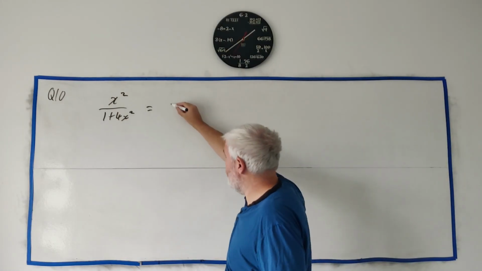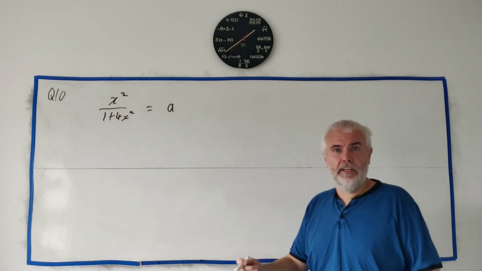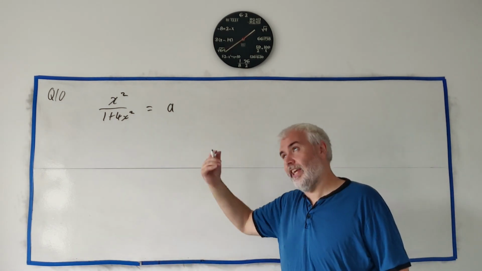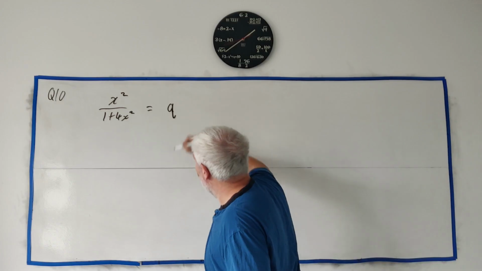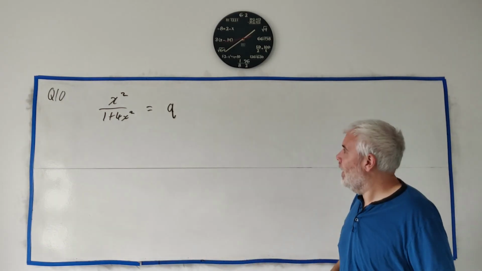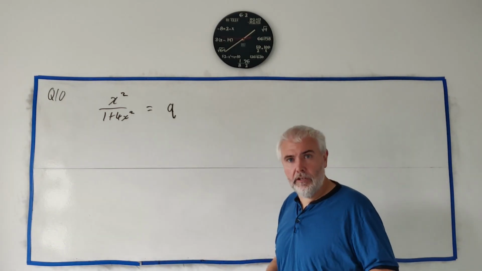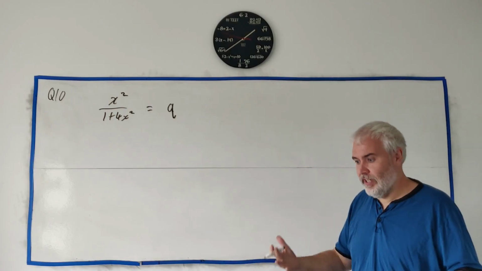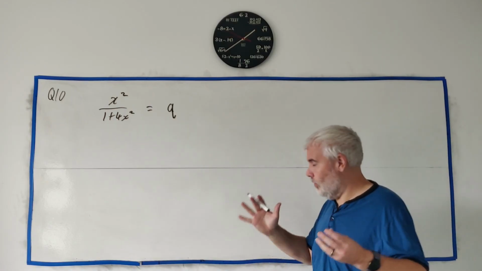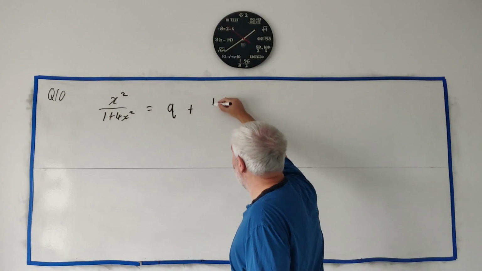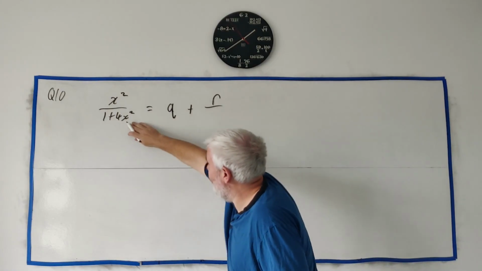I'll just call it A. Any letter you want. This is going to be the quotient though. So let's call it Q, because it's going to be the quotient. Then it's also going to have a remainder. Maybe the remainder is 0, or maybe the remainder is 8 or whatever. It's going to have some remainder, and we write that as the remainder divided by this.